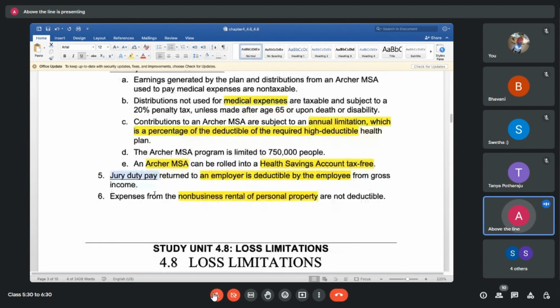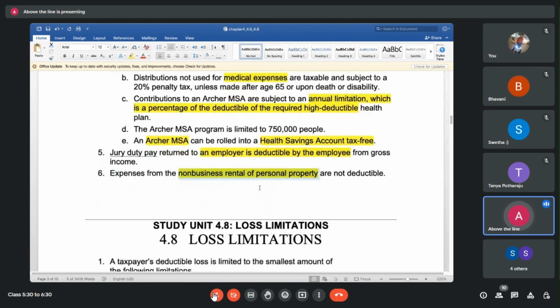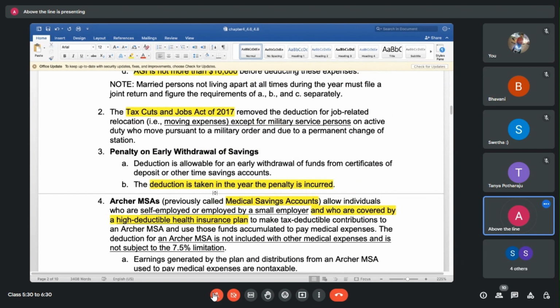Then any expenses from the non-business rental, they're not deductible. Obviously, if you're not even putting the rent for the purpose of business or for the purpose of taxes, then any expenses are also not deductible. Any questions on this part?